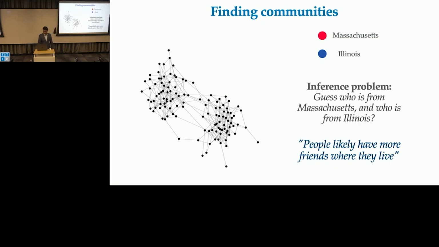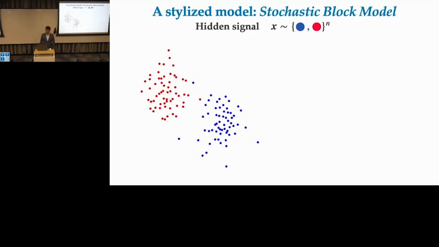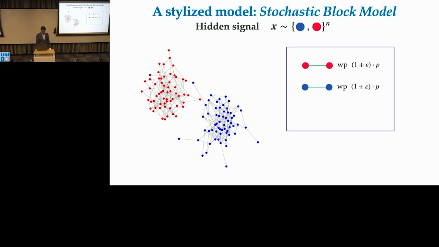So let me tell you all about a stylized model that tries to capture networks like this that we see a lot in the real world. So the stylized model is called the stochastic block model. So you have n vertices, and each vertex is assigned a color, either red or blue. And now I need to tell you how the graph is drawn.